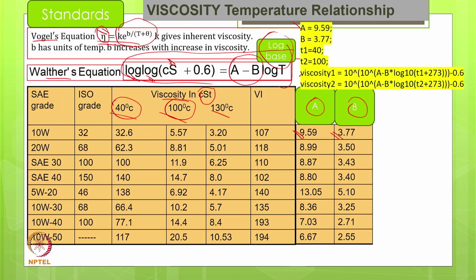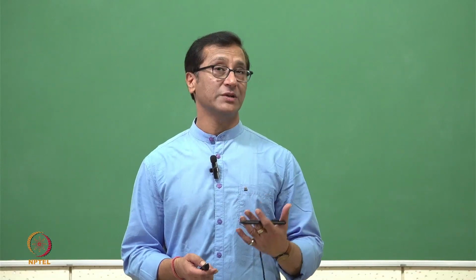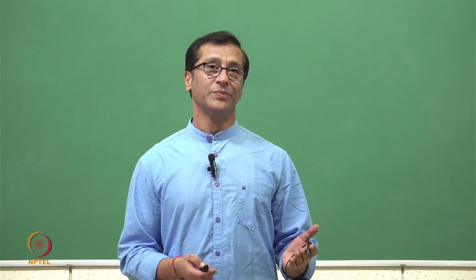So here we are trying to figure out what will be the viscosity at 40 degree and what will be the viscosity at 100 degree. When we use E instead of the 10, or if I use a log base 2, it will not satisfy. Only with log 10, when we are talking about the 10 power, will the values 32.6 and 5.57 come out. So this is a kind of assurance that whatever we are picking up from literature is the right way.